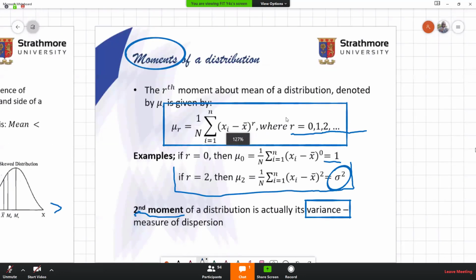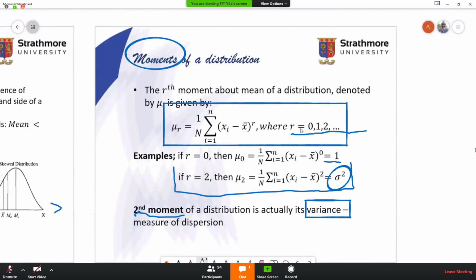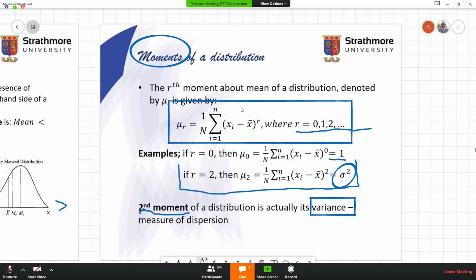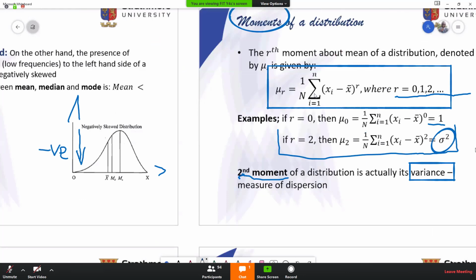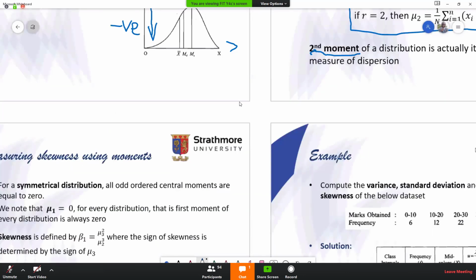You see, the moment is so important because as r is increasing, the more I go to the third moment, fourth moment, fifth moment, I get a lot of statistical formulas just from the moments formula alone. So it defines a lot for me in my statistical package. So let's go down here for a moment. We are also discussing moments.